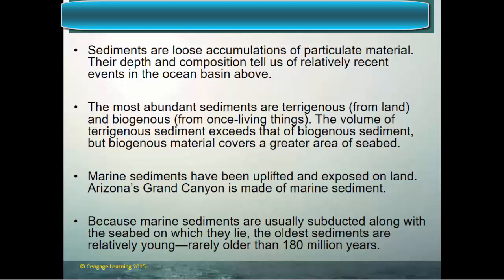Number two, the most abundant sediments are Terrigenous, that's from land, and then Biogenous, which are from once living organisms in the ocean water column becoming sediment. The volume of Terrigenous sediment exceeds that of Biogenous sediment, but Biogenous material covers a greater area of the seabed. The sediment from land basically covers the continental shelves and the continental rise. The Biogenous sediment is what covers the abyssal plains.